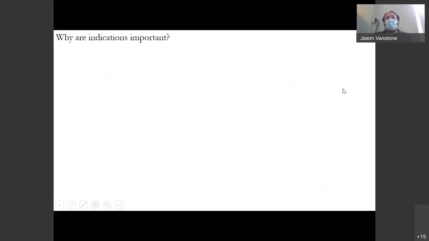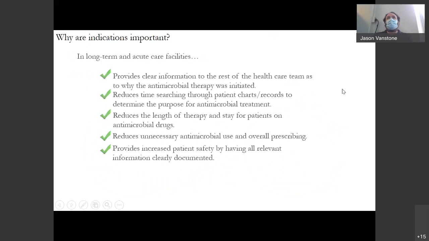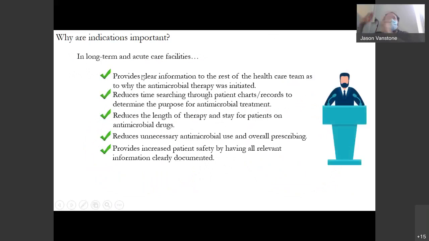So that brings us to why are indications important. I've just got a list here that I pulled from another presentation, which I have a whole presentation that talks about the importance of indications, but I just want to run through this quickly. Why should we include them?